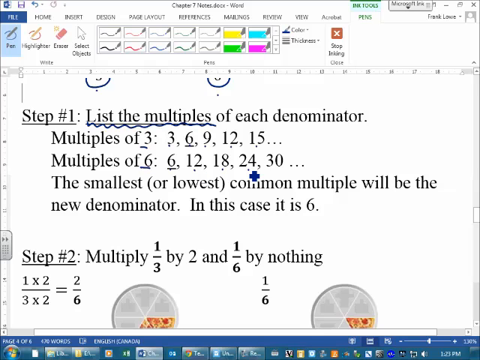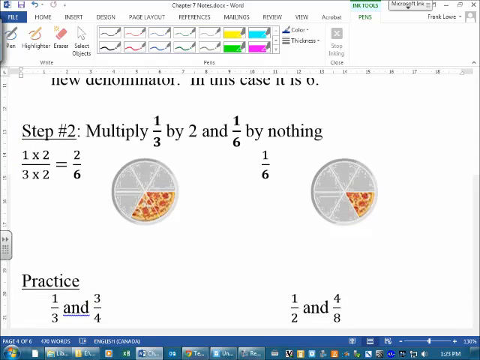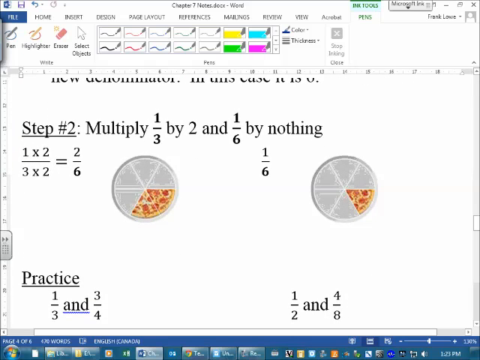Now what you're looking for here is not the largest common multiple, but the smallest one, which will be your denominator. In this case, it is 6. Here's the actual math part. You're going to turn the 3 into a 6. You do that by multiplying by 2. So you multiply the top and the bottom by 2 and you get a fraction of 2/6. 1/6 is already out of 6, so you don't have to do anything more there. So that's an easy example.